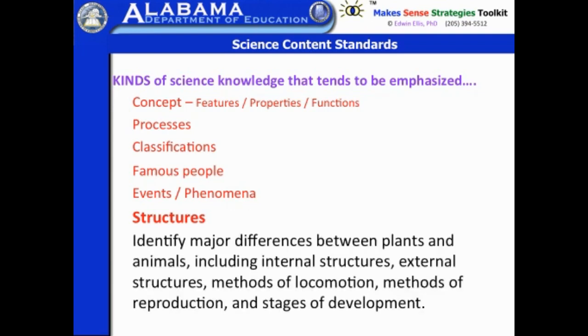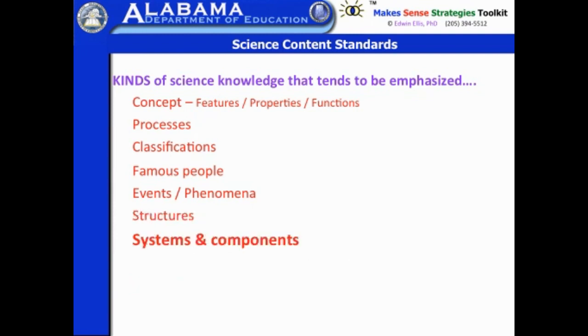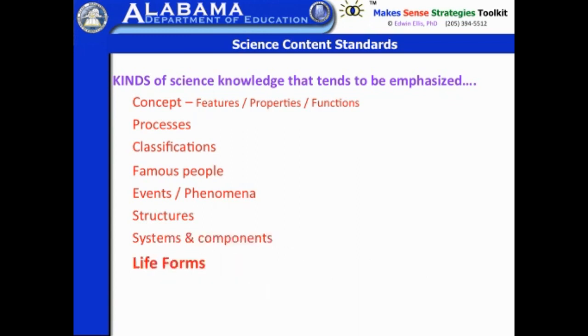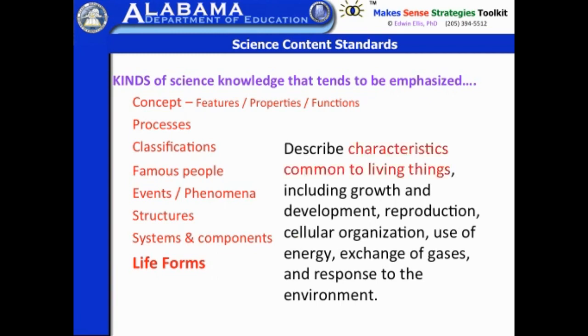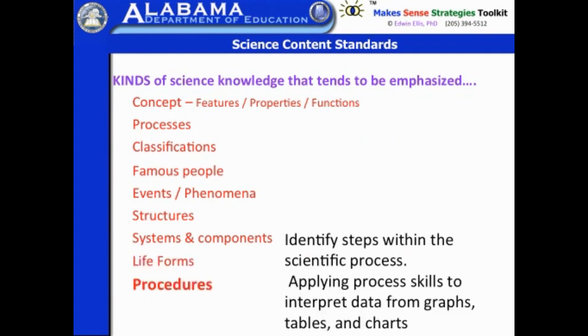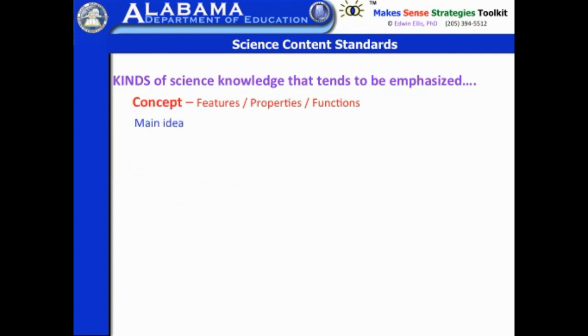There's a lot of information about structures in science, for example, the internal and external structures of plants. Systems and components, such as reproductive systems, circulatory systems, and so forth. Life forms and characteristics of living things, including growth and development, reproduction, etc. There's a lot of procedures in science, such as identifying the steps within the scientific process or applying process skills.